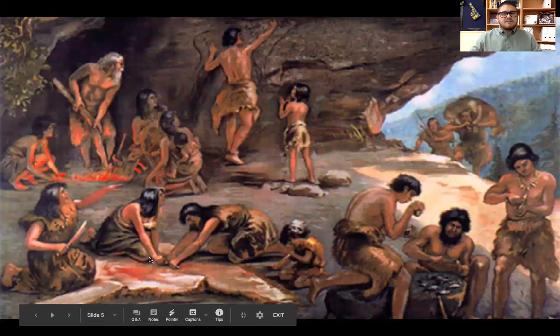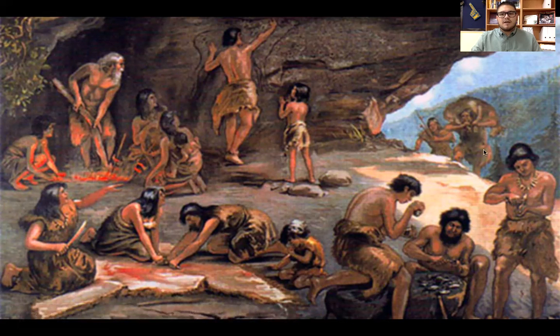Now, this is what it's going to look like, right? The typical idea of what we think of as cavemen, literally living in a cave. Now, you're going to see that they're hunter-gatherers. So here the men are going to come back with what looks like a deer, right? They hunted that deer. They actually went out there and killed the deer to bring back for the food.